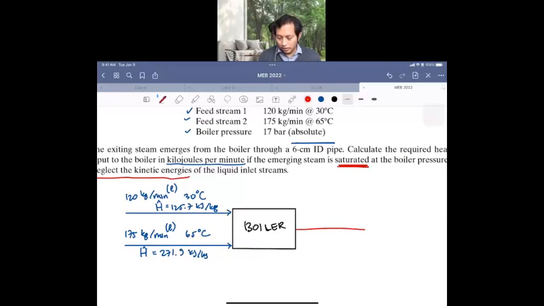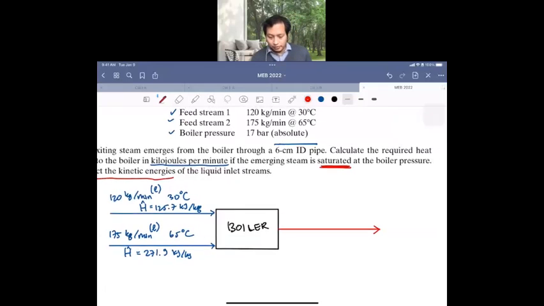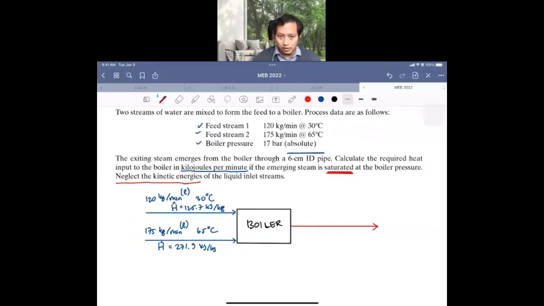And then going outside, it emerges as steam. I think that's the first case that we are going to find. First is the pressure, 17 bar, because it's saturated. This is at 204 degrees Celsius. You can check the table. It's in a 6 centimeter internal diameter pipe.